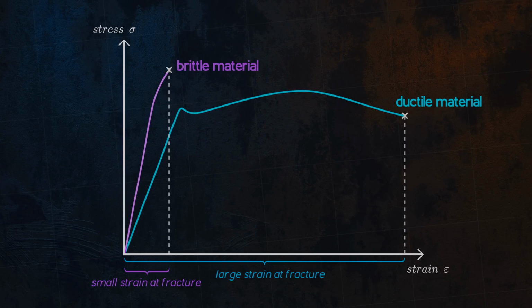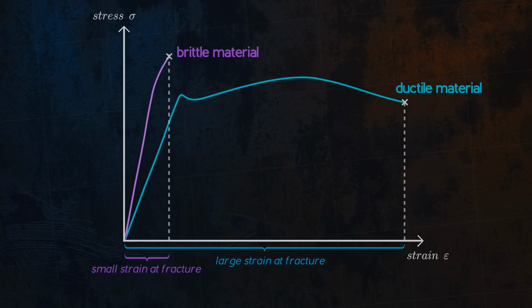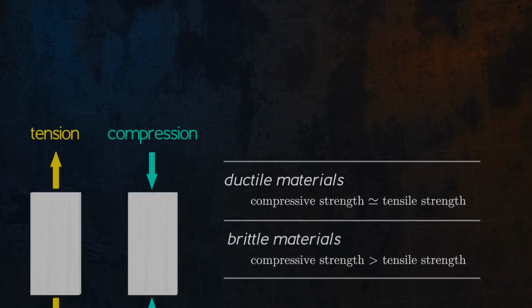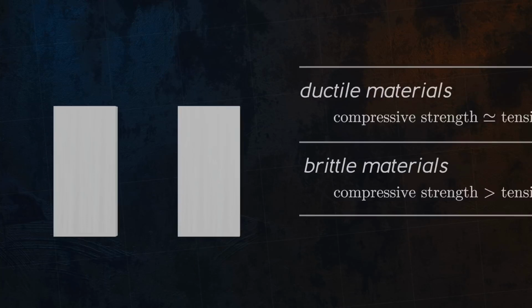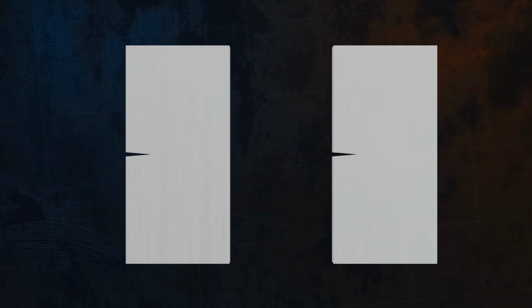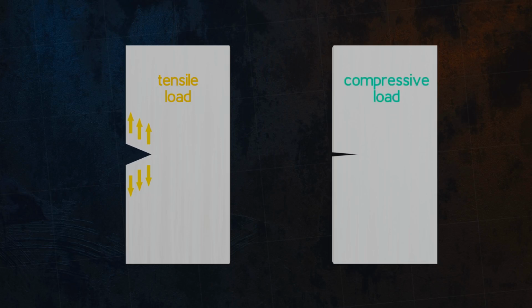Now that we have covered what ductile and brittle materials are, let's return to the question of why brittle materials are much stronger in compression than in tension. There are two factors at play. The first factor is that tensile loads tend to encourage the formation and propagation of cracks, whereas compressive loads do not, as illustrated here.